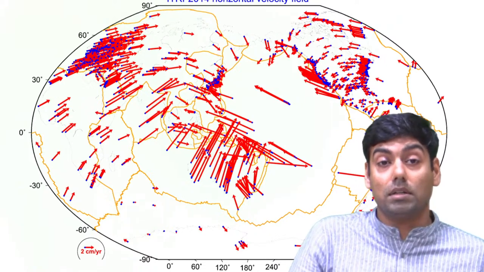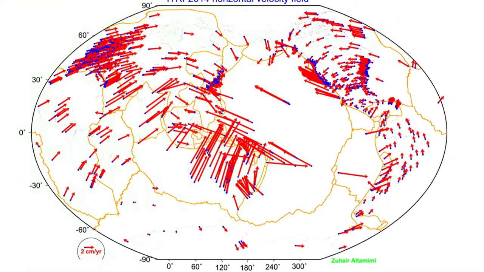In this, you can see some arrows. These arrows are nothing but velocity vectors of sites in different regions on different plates. Here you can see how the plates all around the Earth are moving in different directions. This is our India, and these are the plate boundaries.